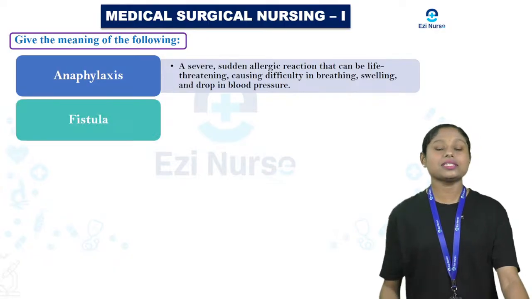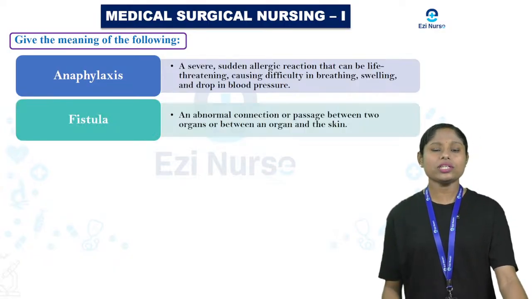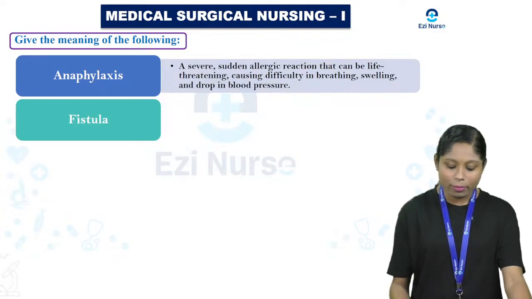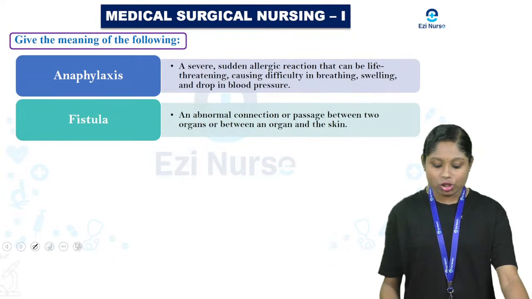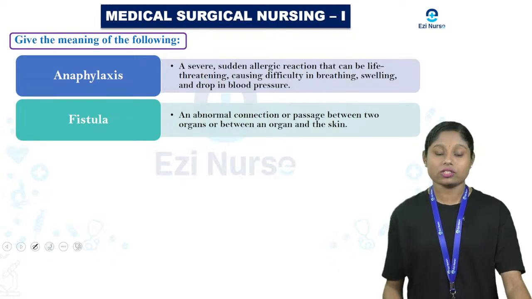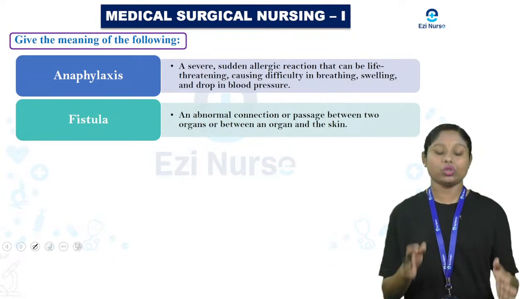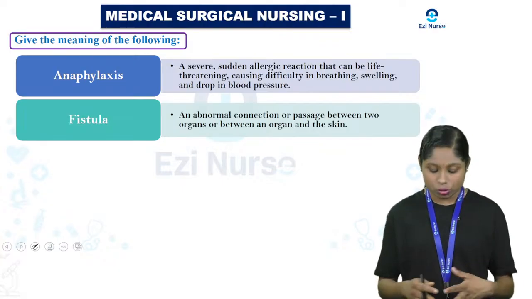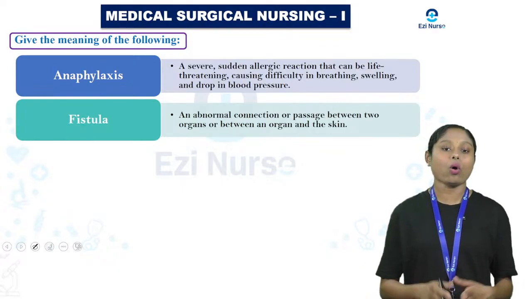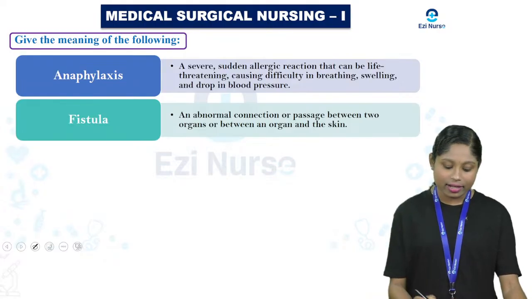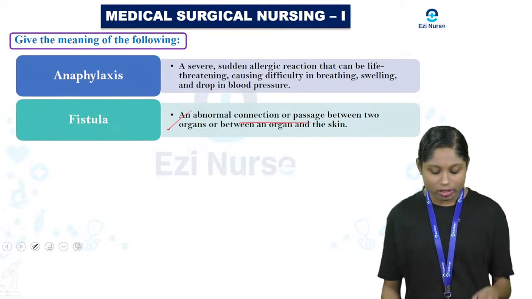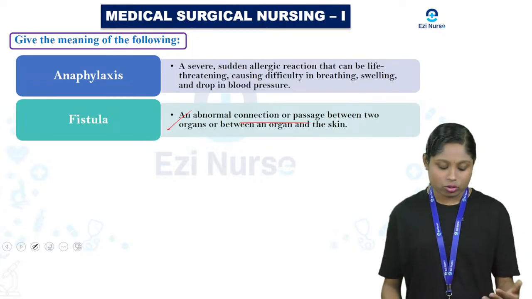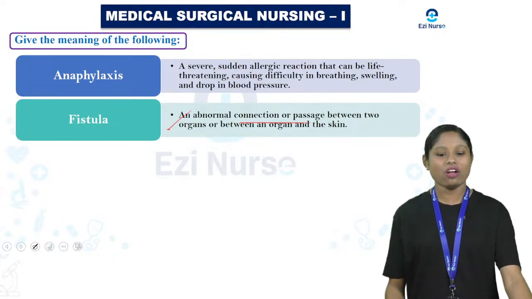Next we will discuss fistula. What is the definition of fistula? An abnormal connection or passage between two organs, or between an organ and the skin. That condition is known as fistula. So that's the definition of fistula.